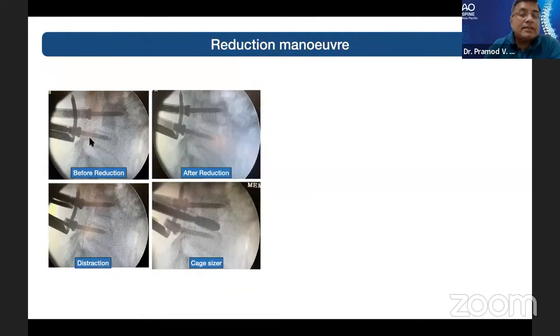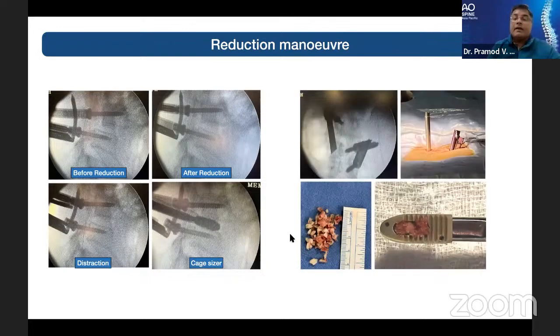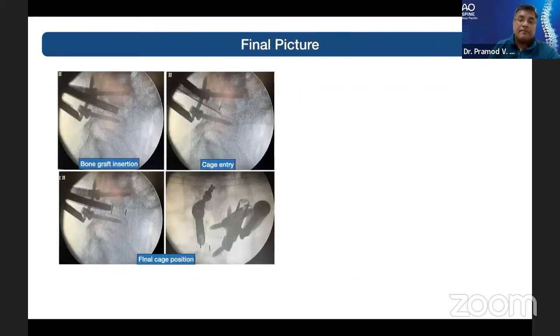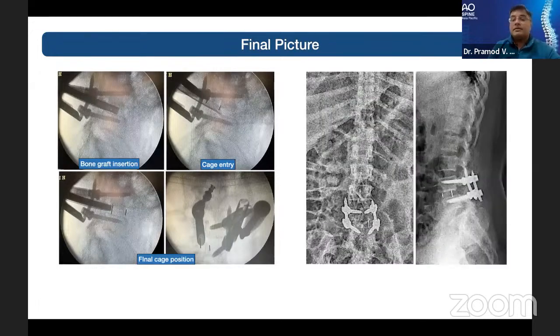So this is the reduction. This is the insertion of the rod before reduction, then final tightening, which has caused reduction. Then I distract, and then I insert the trial spacer there. And this is again the amount of bone graft which is there, and the cage filled with bone grafts again. And this is the final placement of the cage. You can see that reduction has been completely achieved with a good sagittal alignment.